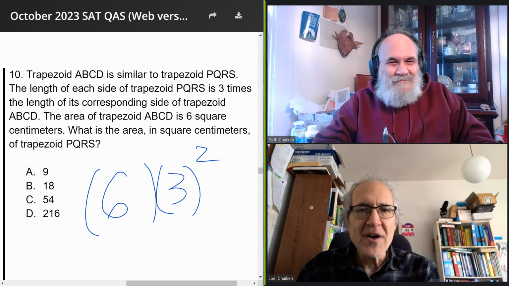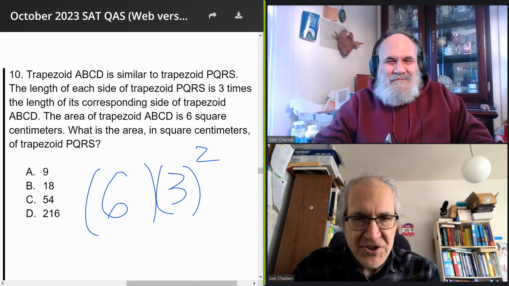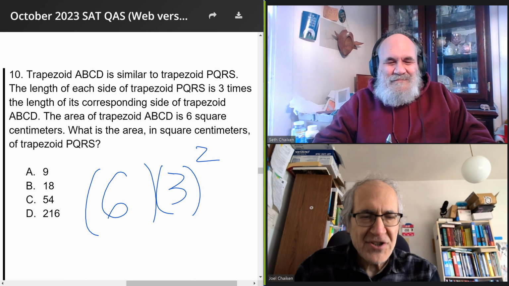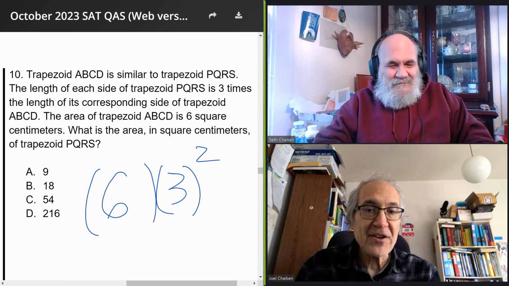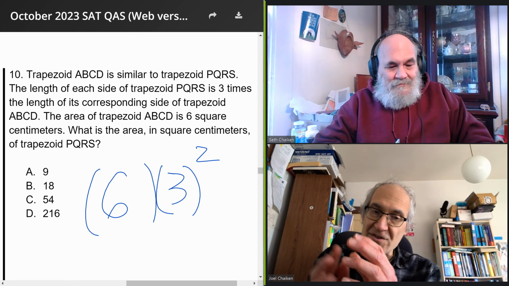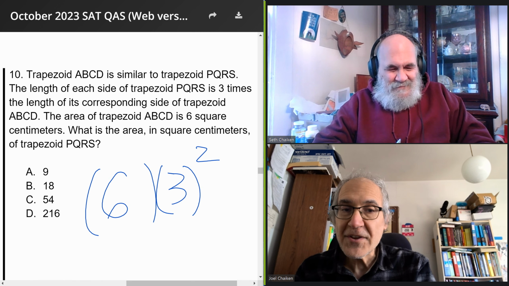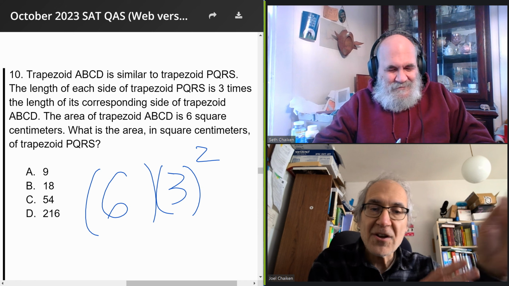And the volume goes as the cube of that similarity ratio. Volume goes as the cube, area goes as the square. When you say goes as, it means you take the area of the small thing and multiply it by 3 squared. You take the volume of the small thing and multiply it by 3 cubed.